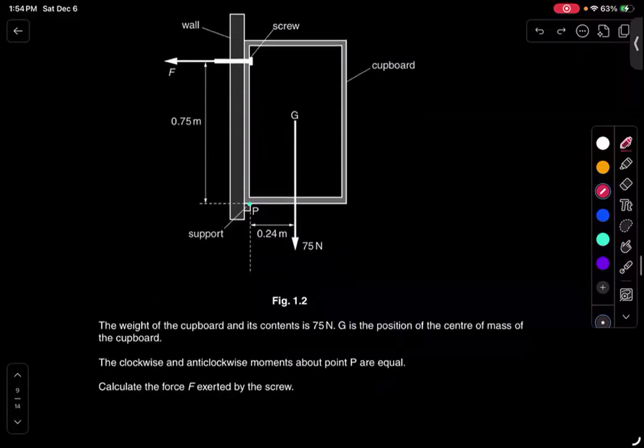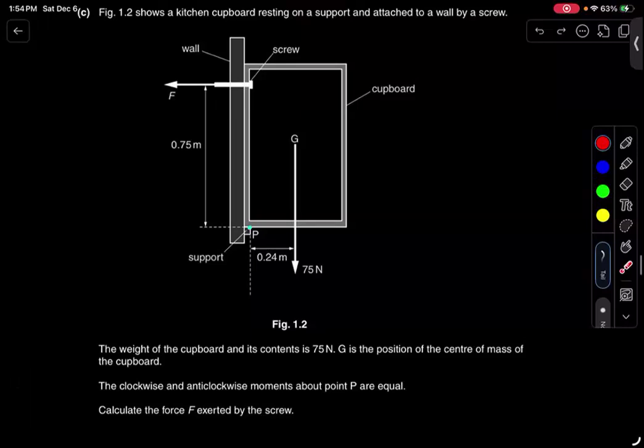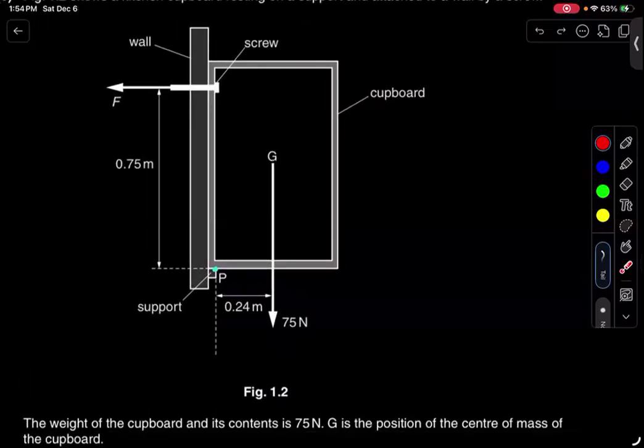Slightly tough one. First of all, I'll explain the question a bit. Imagine that this entire thing is a kitchen cabinet, and it is supported at this point. So if the screw was not over here, then this entire kitchen cabinet is going to fall down in this direction, right? Because it's all being supported on this little point.